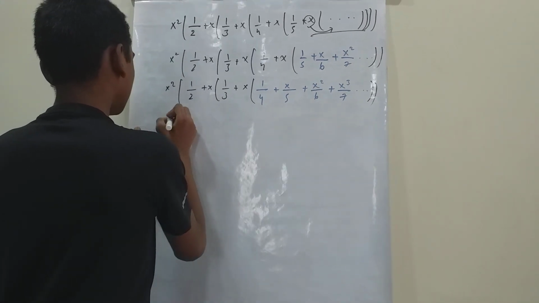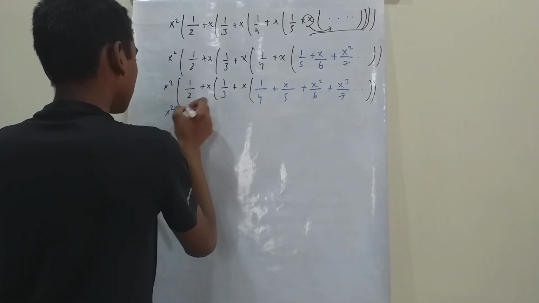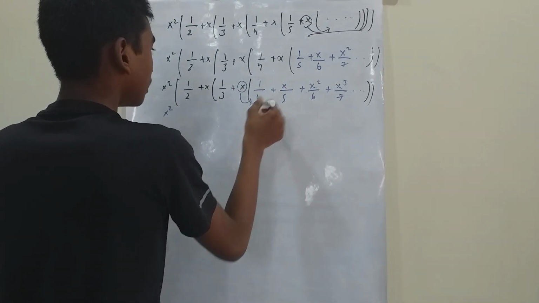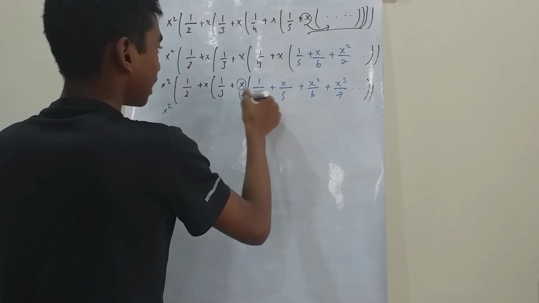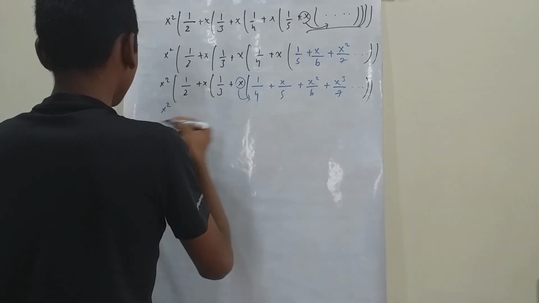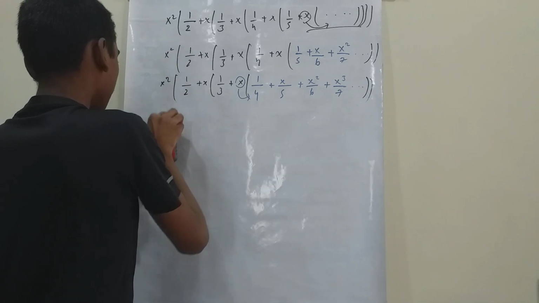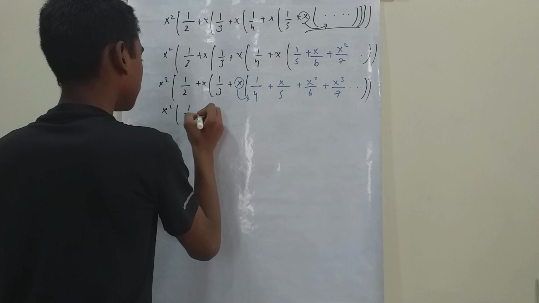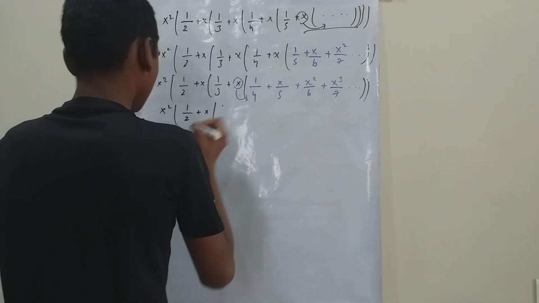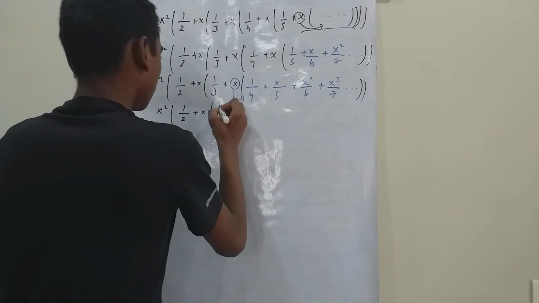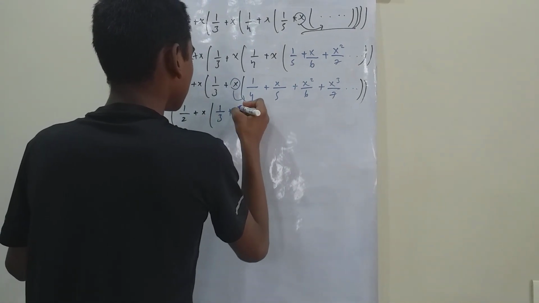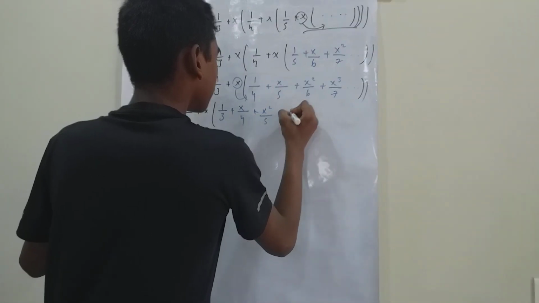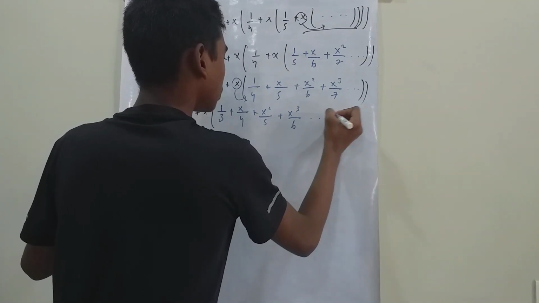So it's x squared. Then when I multiply this with this, I get x divided by 4. Then x squared divided by 5. X cubed divided by 6. So let me just write this. So x squared times half plus x times 1/3 plus x over 4 plus x squared over 5 plus x cubed over 6 and so on.